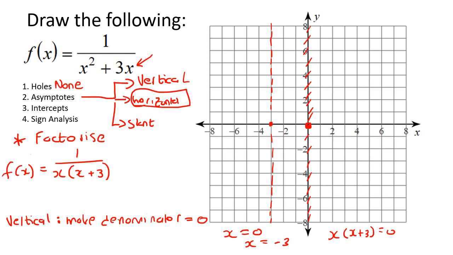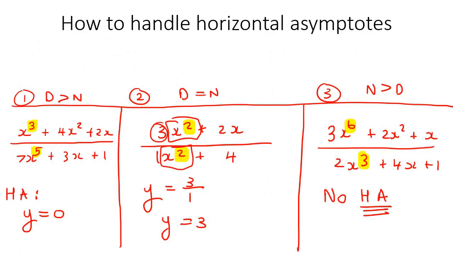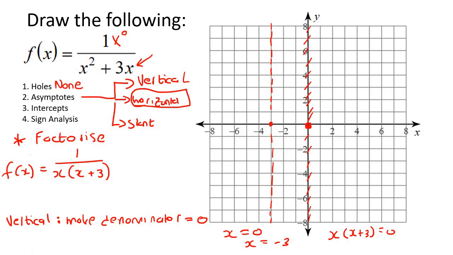So if we come back to this one, we can see that at the top there is nothing there. So you could think of that as x to the 0. So the numerator has a 0, the denominator has a 2. So the denominator is larger. That would be this category over here, so the answer will be y equals 0. That is your horizontal asymptote. So what does that look like? Well, y equals 0 is a horizontal line, but it's on the x-axis because it's y equals 0.